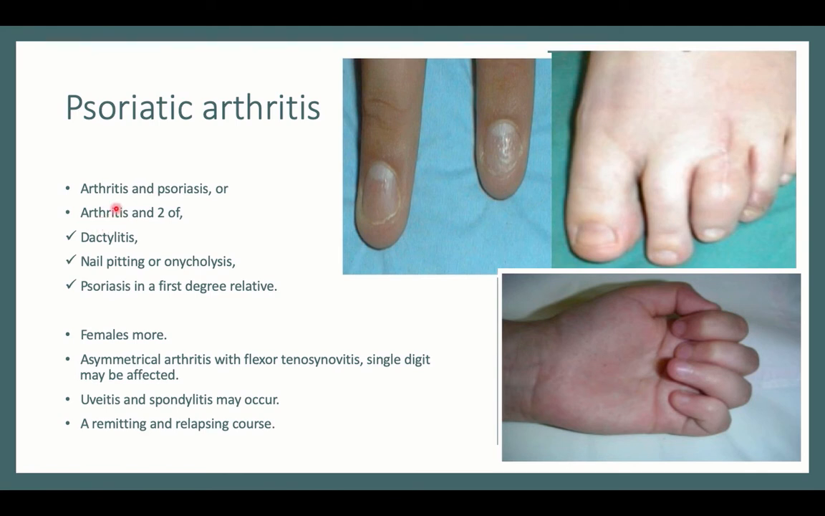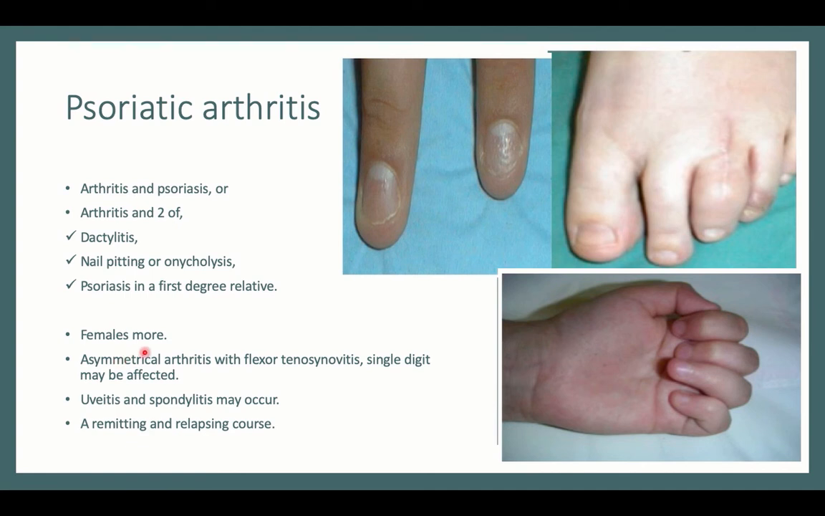You may have signs of arthritis plus at least 2 of the following: dactylitis, which is swelling affecting fingers, and which in psoriasis usually affects a single finger like this. Here also a single finger is affected, with limitation of the flexor movement, as you can see in the ring finger. So arthritis plus dactylitis, plus nail pitting, very characteristic, or onycholysis, or psoriasis in a first degree relative. Any 2 of these plus arthritis diagnose psoriatic arthritis.